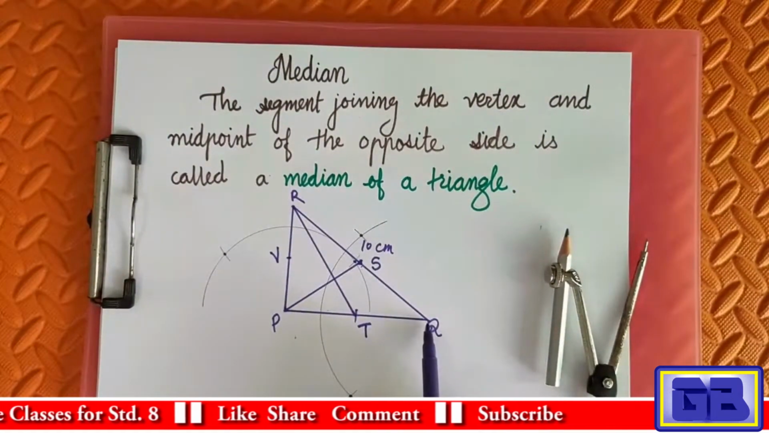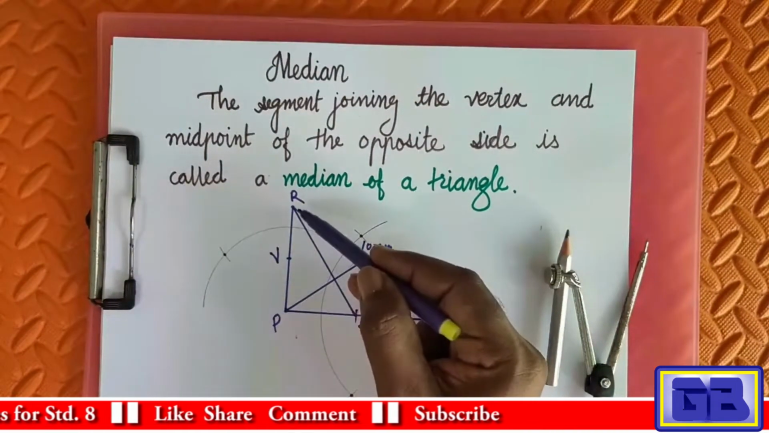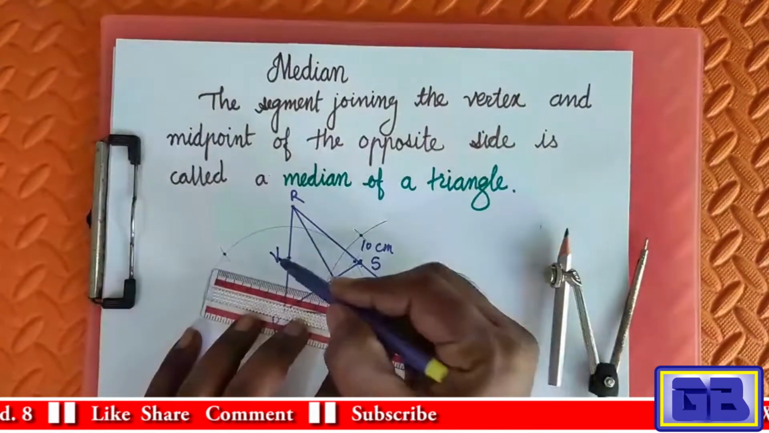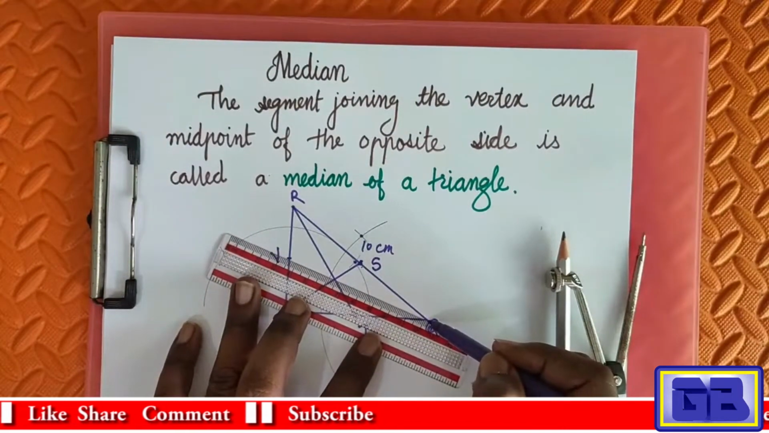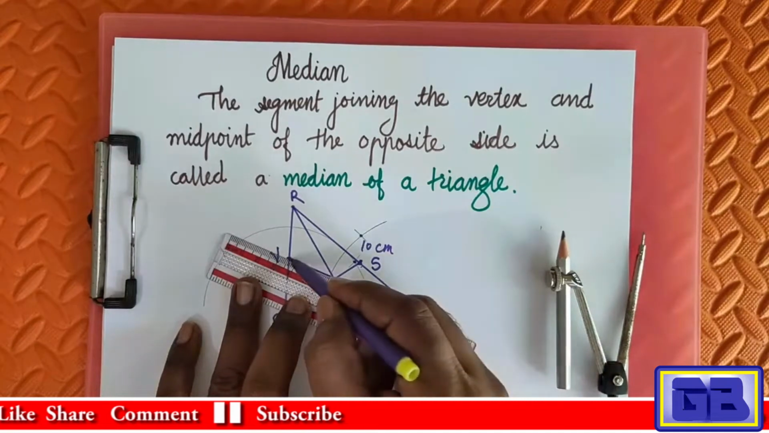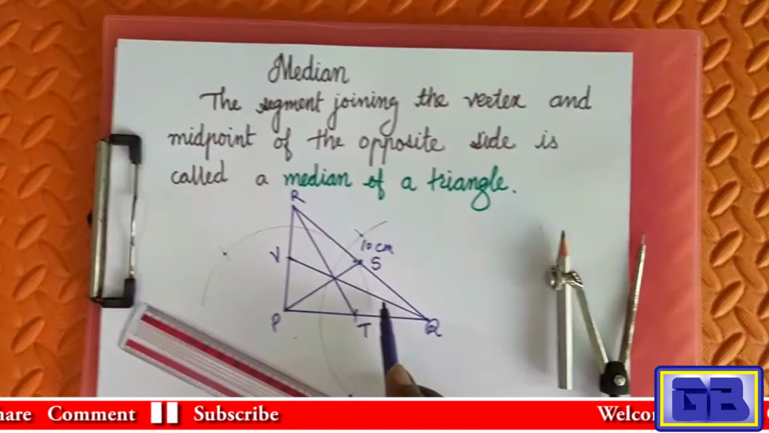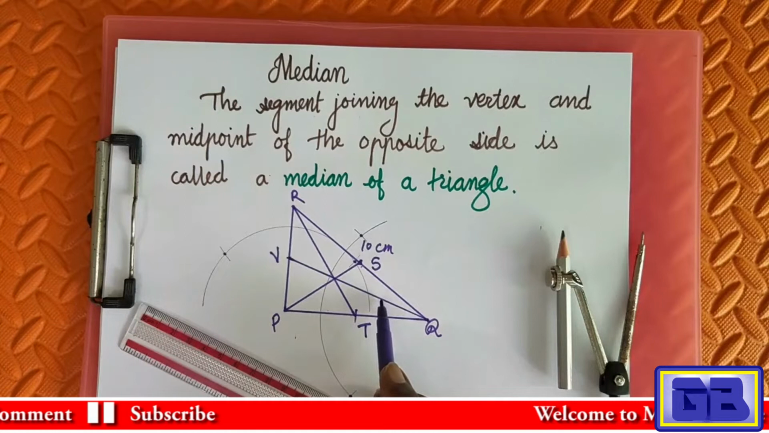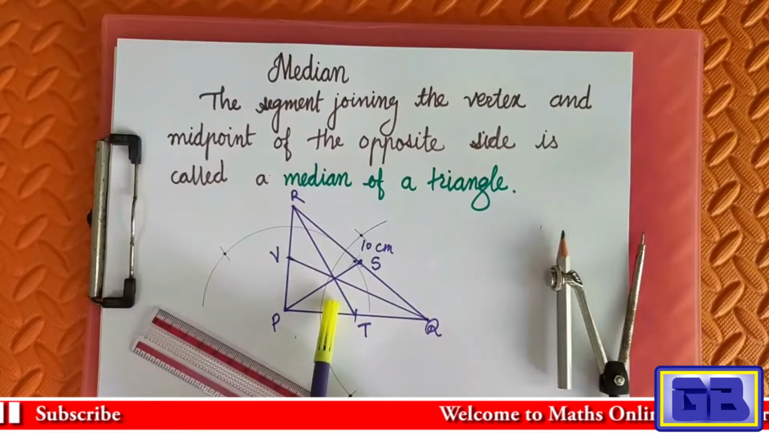Now for vertex Q, side PR is on its opposite. Therefore V is the midpoint. Join these 2 points. This will be your third median. Like altitudes, medians are also 3.